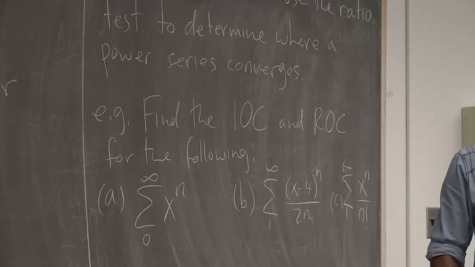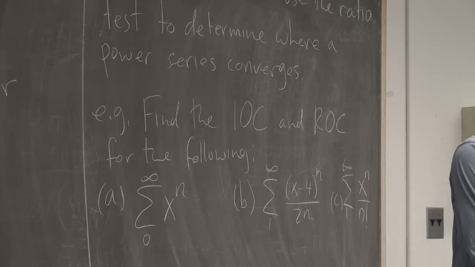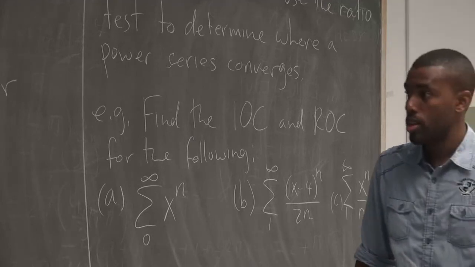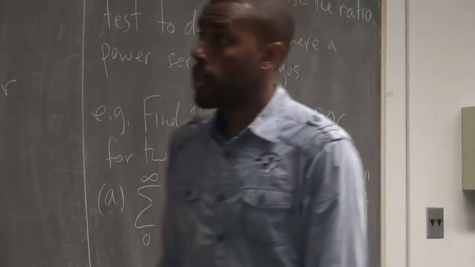So the final goes through 8.7? The final goes through 8.7, yeah. Everything just before applications of Taylor polynomials. We're going to learn about Taylor polynomials and some limited applications, but we're not going into any deep applications.